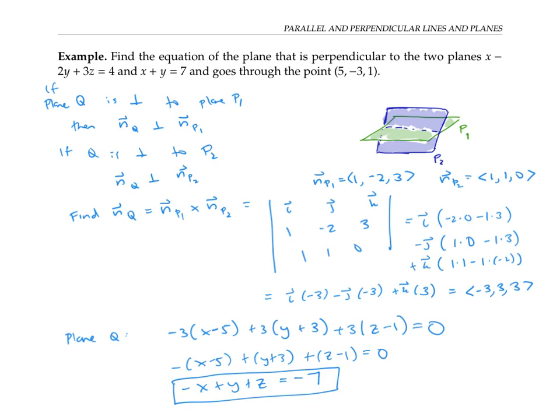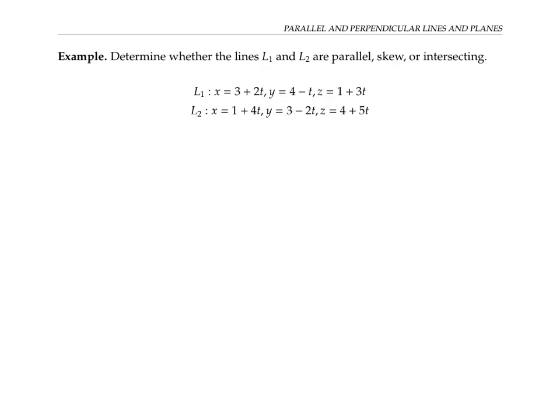In this example, we're asked to figure out whether the lines L1 and L2 are parallel, skew, or intersecting. Let's figure out whether they're parallel first. The lines are going to be parallel if and only if their direction vectors are parallel.